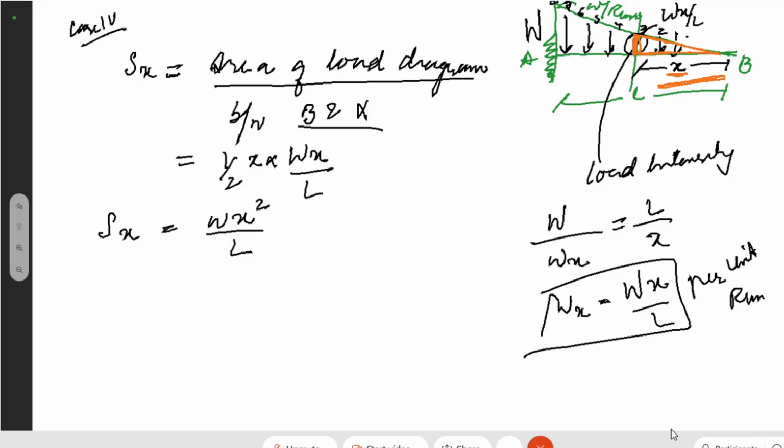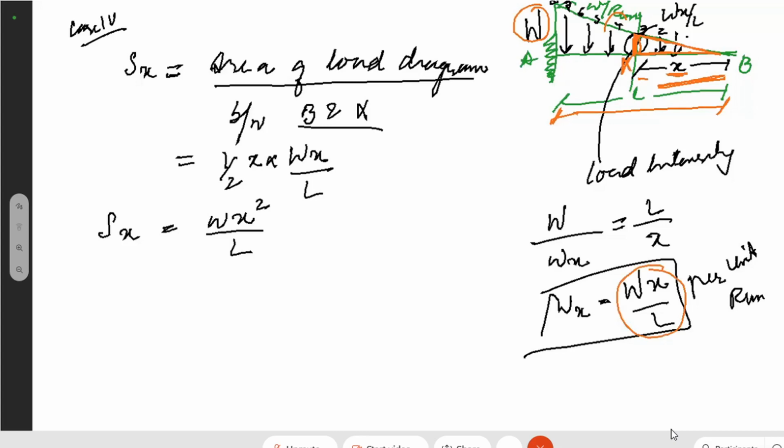I do not know the height. Now I was knowing the height W at the end A, and I knew the length L of the whole triangle, and I also know the length or the span of this small triangle which is between X and B. I said that I'll calculate the intensity of the load at point X. This is your point X, and that came out to be Wx by L per unit run.